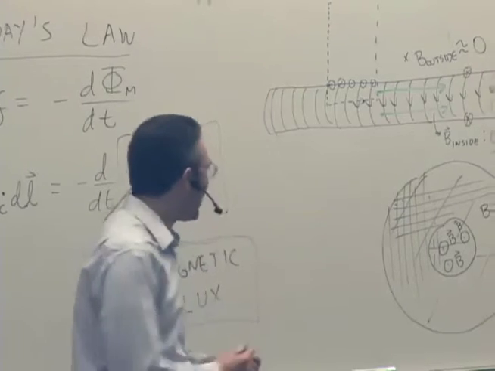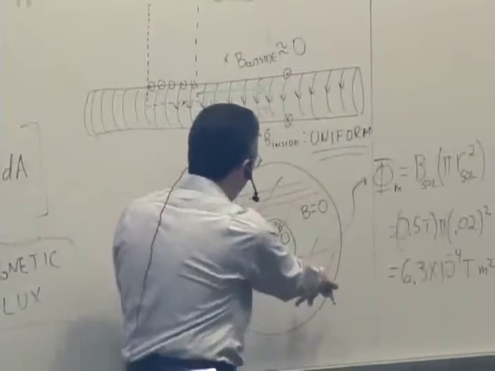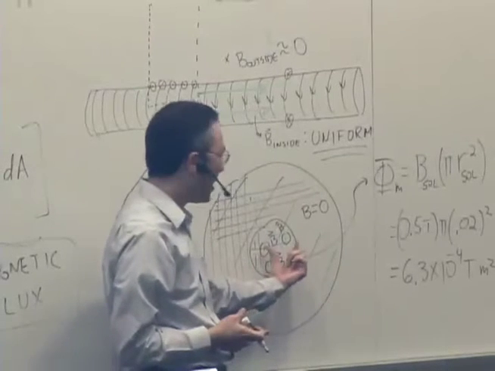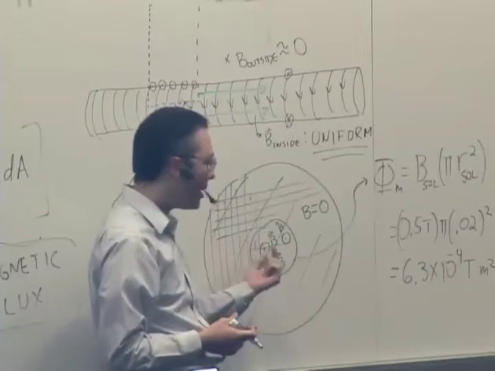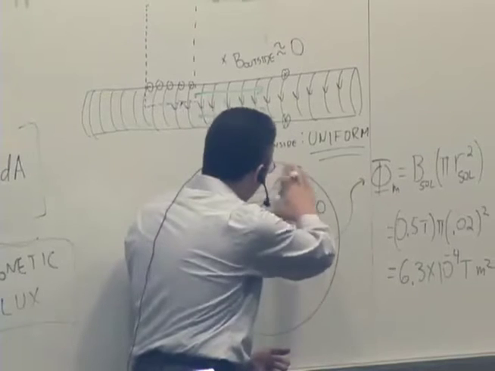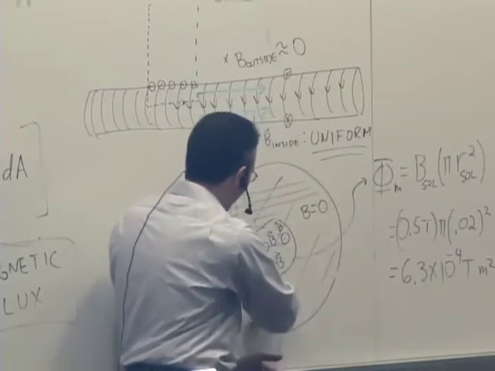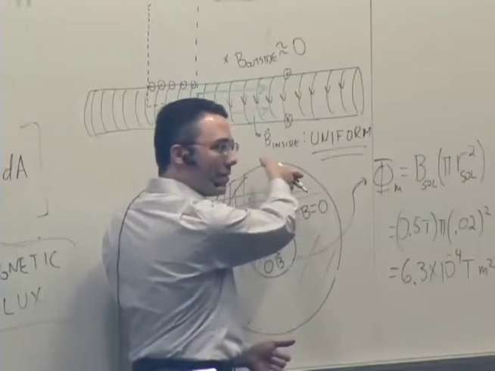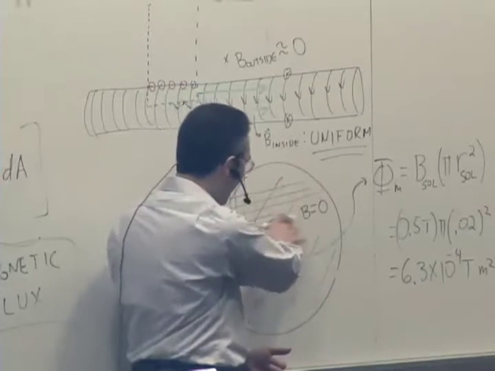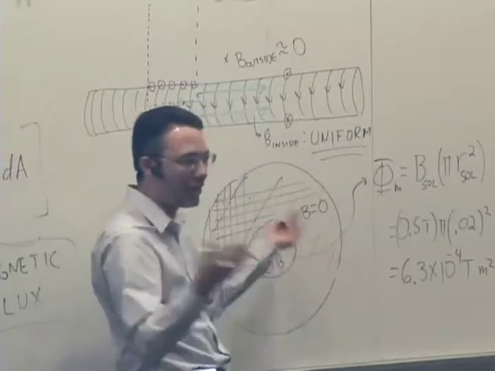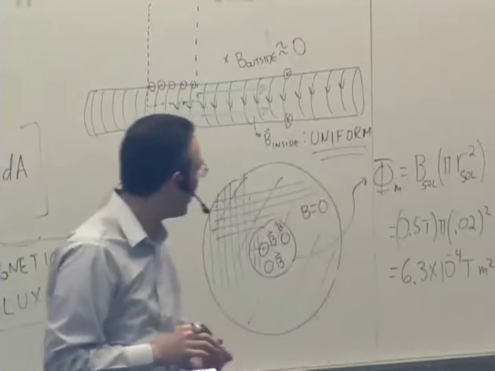Yeah, that's right. The magnetic flux over the whole ring turns out to be equal to the magnetic flux just over the center. Because, again, it's like having two separate areas and you're adding them together. The flux over this circle-shaped piece is all going to be zero, plus the flux of the interior, which is giving us 6.3 times 10 to the minus 4.